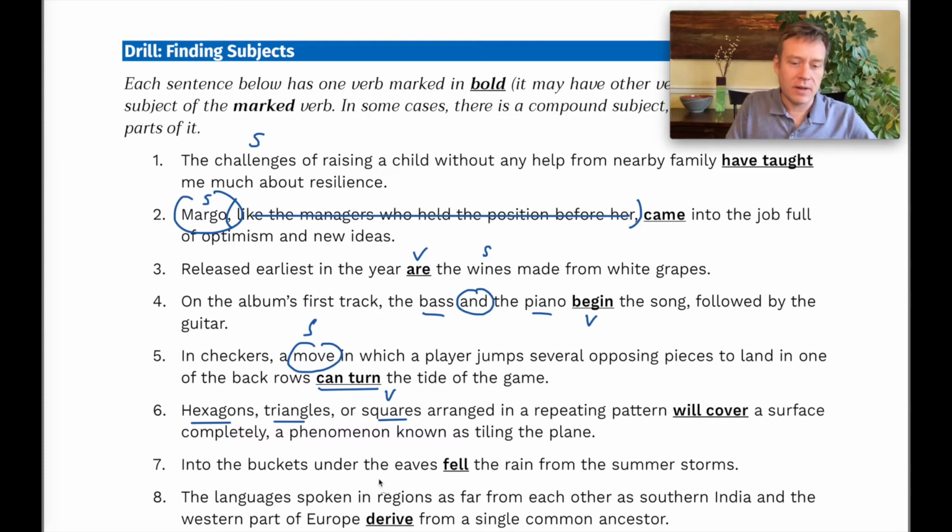Into the bucket, under the eaves, fell the rain from the summer storms. This is another example of inverted word order. What exactly fell? Well, it's the rain. And so the subject is after the verb.